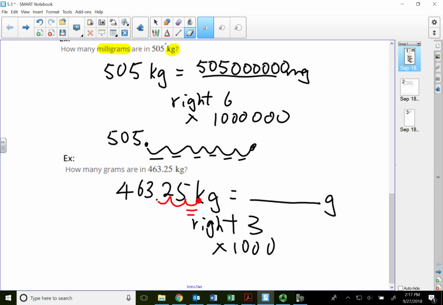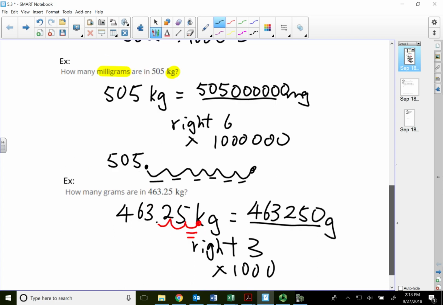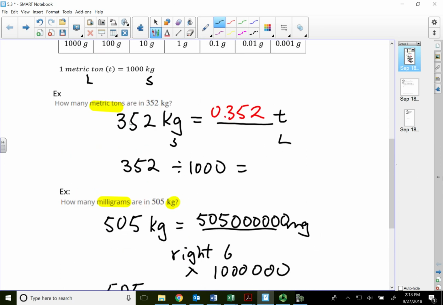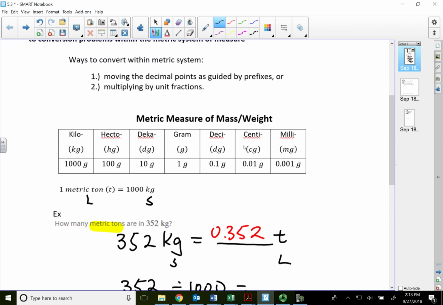My answer is 463,250. So that was just a very quick and brief lecture video on how to convert metric to metric involving grams, involving mass or weight.